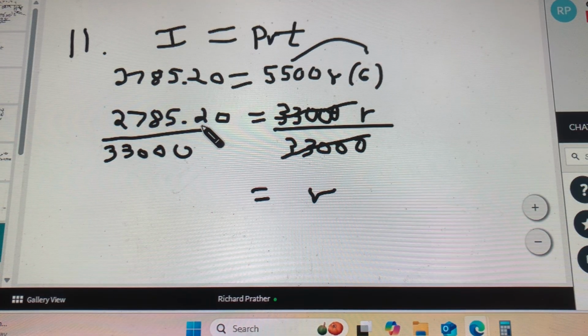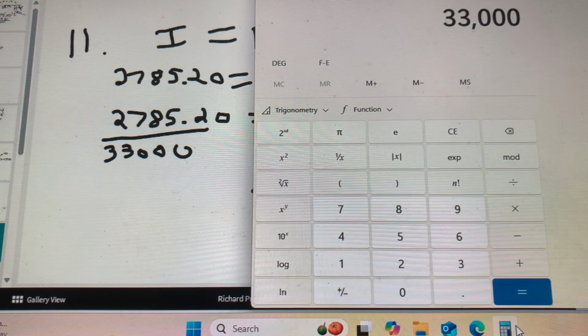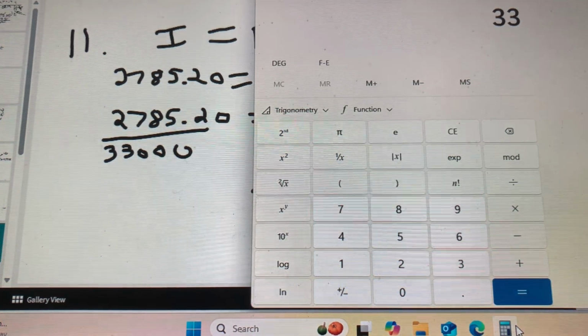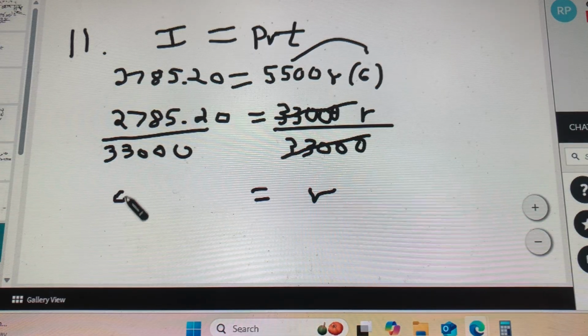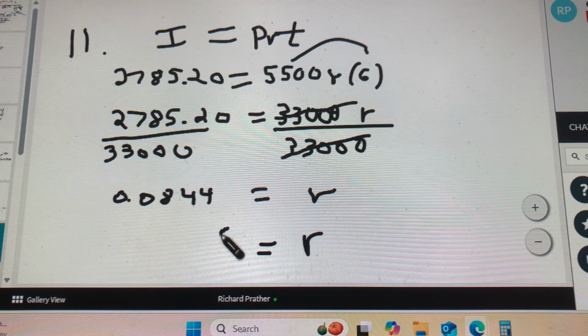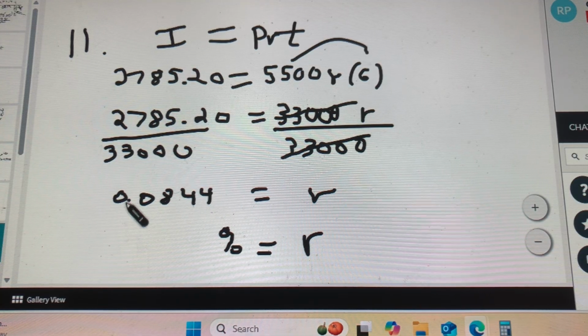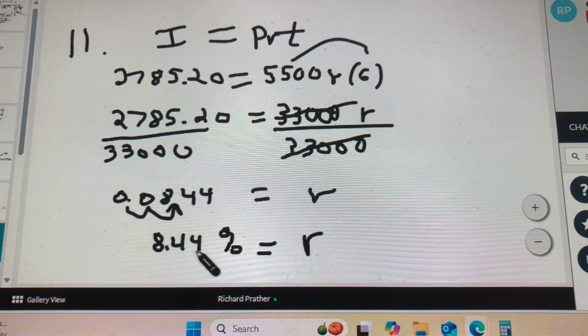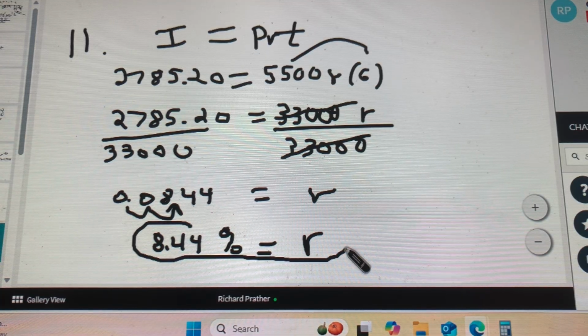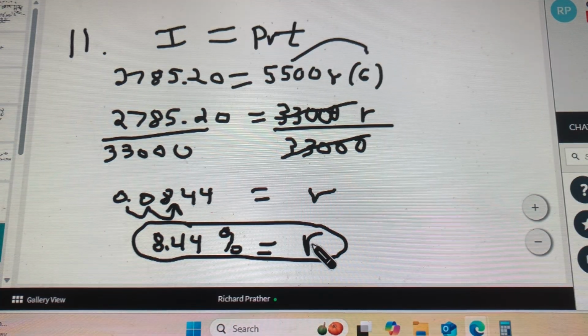So 27.85 divided by 33,000 is 0.0844, and we're going from a decimal to a percent, so the percent should look bigger. Move this decimal over twice and it'll turn into 8.44%. And they said 2 decimals and I've already got 2, so there's no rounding involved. It's exactly 8.44.